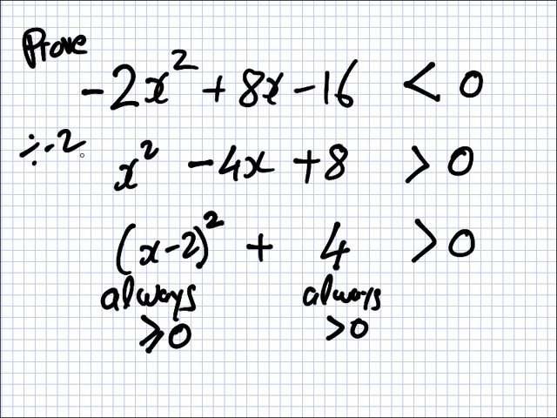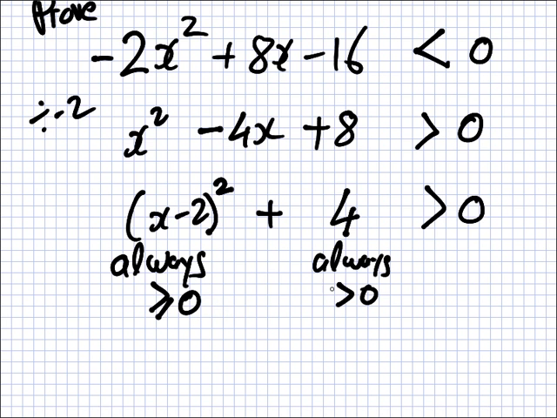Now, what happens when you add a number which is always more than 0 with a number that is always more than or equal to 0? What will the result be? The result is always more than 0. So that's the end of the proof.